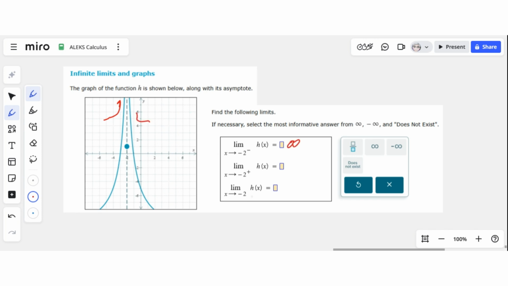From the right-hand side, same thing. It goes further and further up. So it looks like infinity. Therefore, the limit as x approaches -2 is infinity. If these two are the same, then we have the limit, even though the function is defined at a point that is not that limit. So that's a little bit of work with infinite limits from graphs.